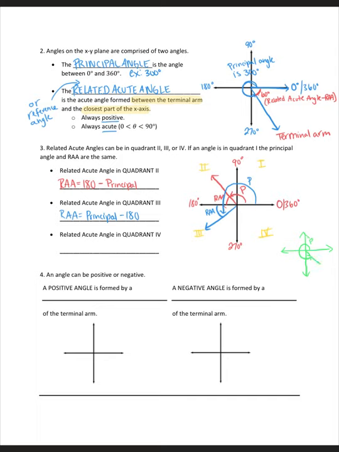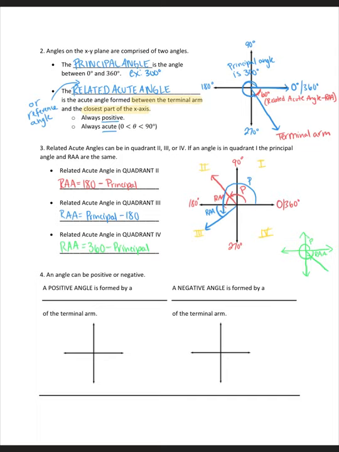Well, we saw that actually in the first example, my related acute angle is going to be in here. So the closest part of my x-axis is all the way back around to 360. So now if we wanted to find our related acute angle, we're going to take 360 and subtract the principal angle from it to find that related acute angle. All right, so that's just understanding that related acute angle is always the positive acute angle that falls between the terminal arm and the closest part of the x-axis, wherever that might be, depending on the situation. And we'll look at some examples of that in a minute.